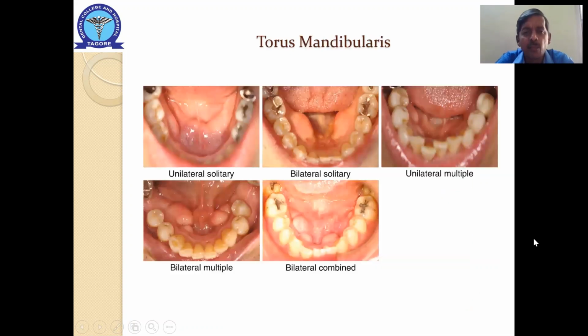Then Torus mandibularis is a bony protuberance seen on the lingual aspect of the premolar, in the alveolar mucosa. These are the following types of Torus mandibularis: unilateral solitary, or bilateral solitary. Mostly it will be bilateral solitary. Then unilateral multiple or bilateral multiple. Then bilateral combined.